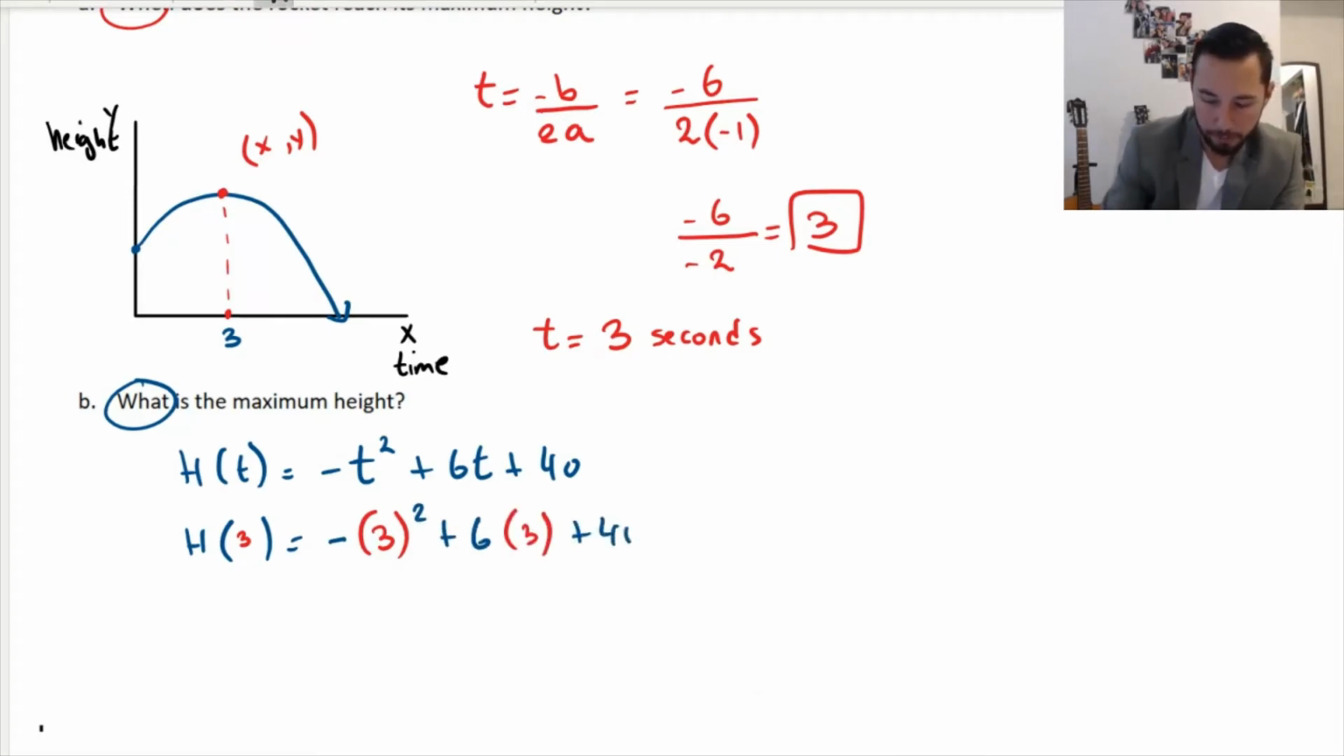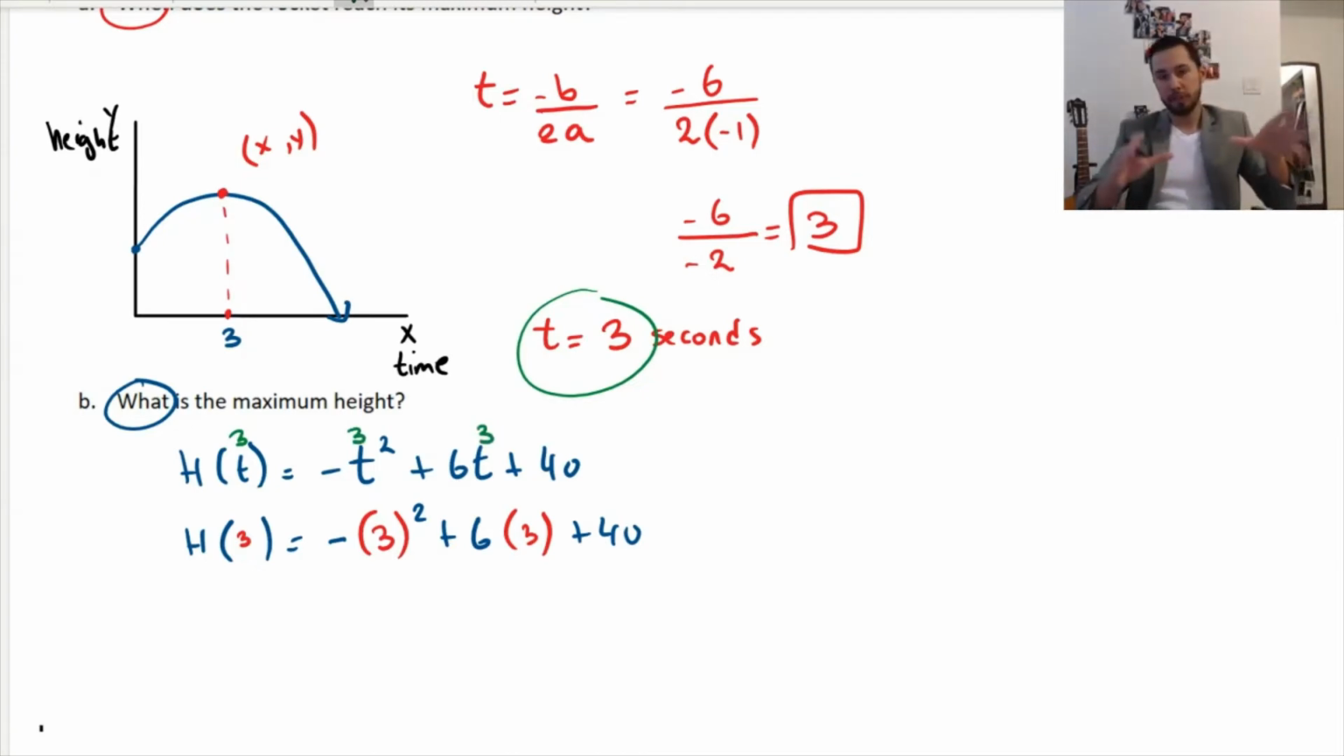plus 40. So let's backtrack a little bit. The only thing I did was put my time, the value that I know, inside of the equation. So a 3 here, a 3 here, and a 3 there. Right? So I substituted t by 3, and now I have to solve. So this will be h of 3.